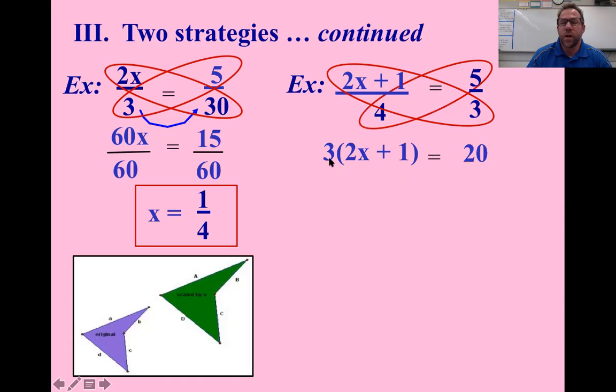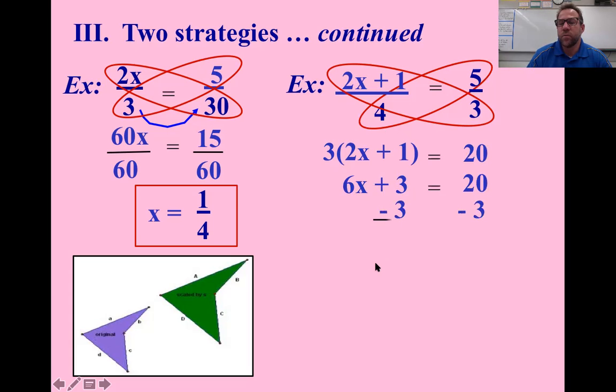So now we're going to have to do the distributive property, a little boom chicka boom. So we're going to go 3 times 2x and 3 times 1. That's going to give me 6x, and then 3 times 1 is 3. And then here's my 20. And now I can just solve a regular equation, right?